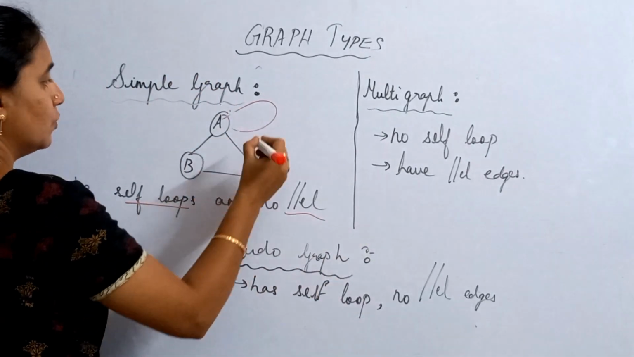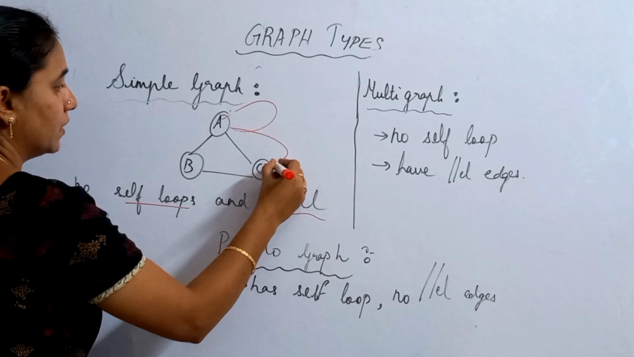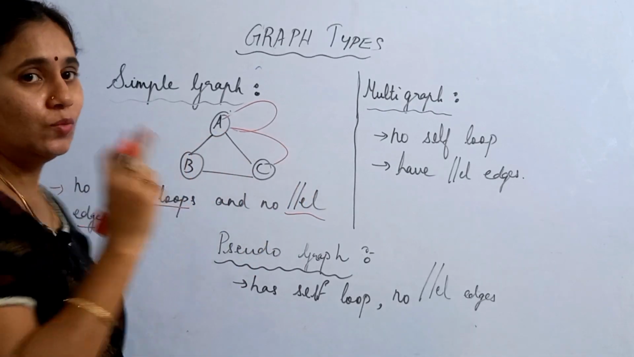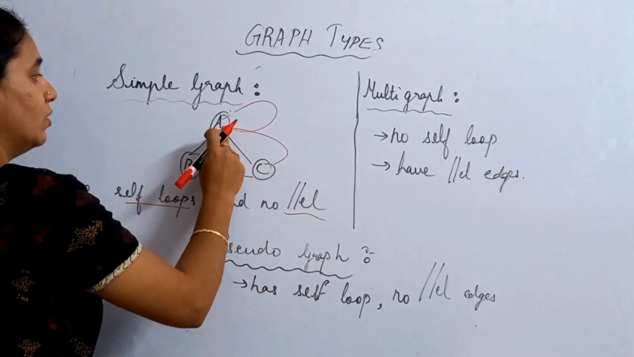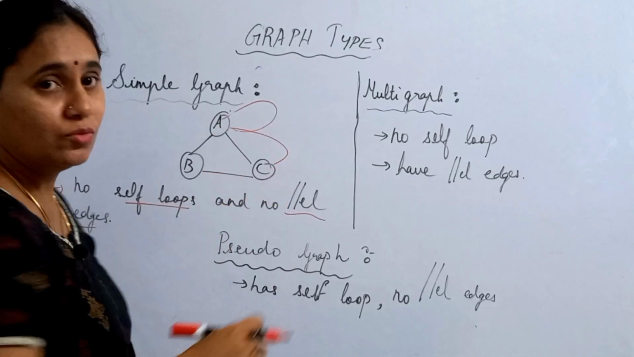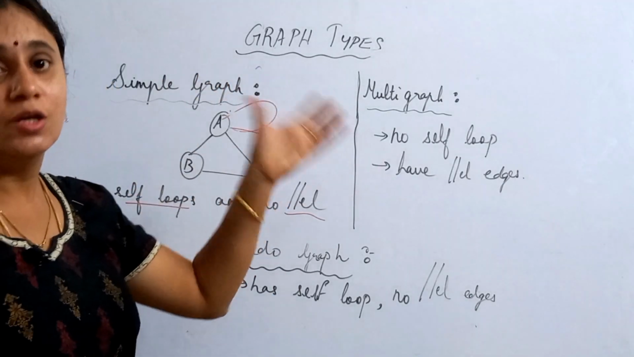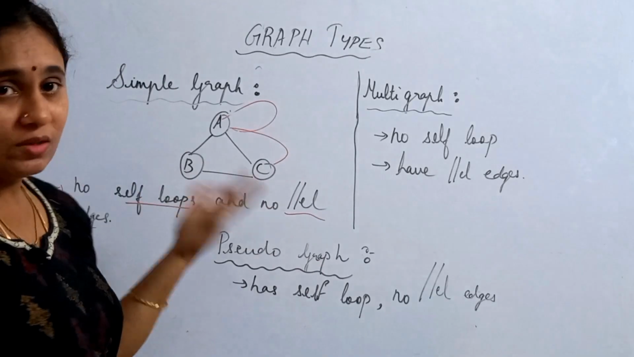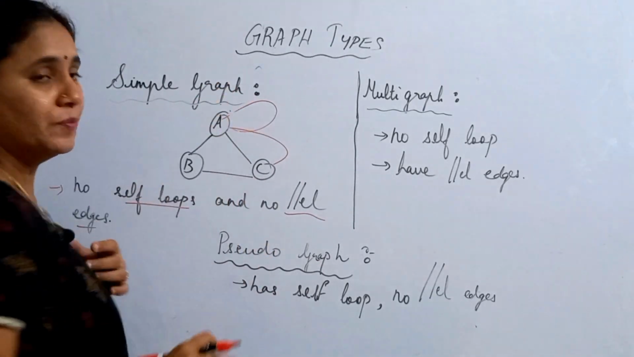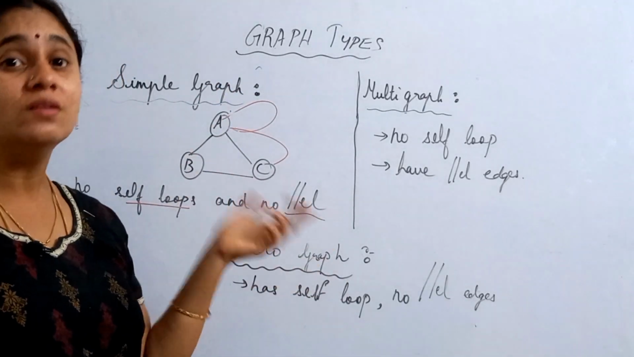Another one is it will not be having this type of a path. A to C already one edge is there. Once again we will not have A to C another path. So these two paths should not be there. If it is not there, then it is called as a simple graph. If it is there, then it is not a simple graph.